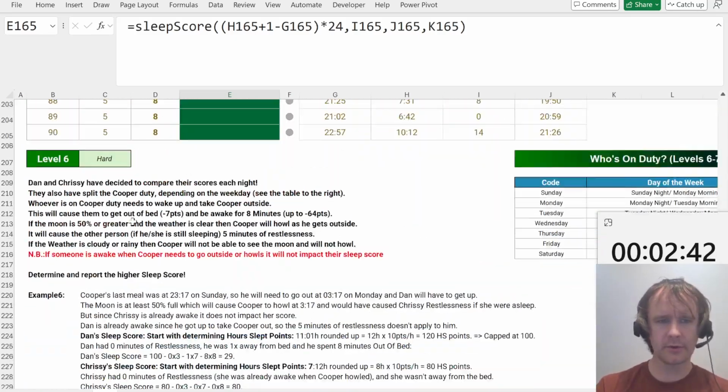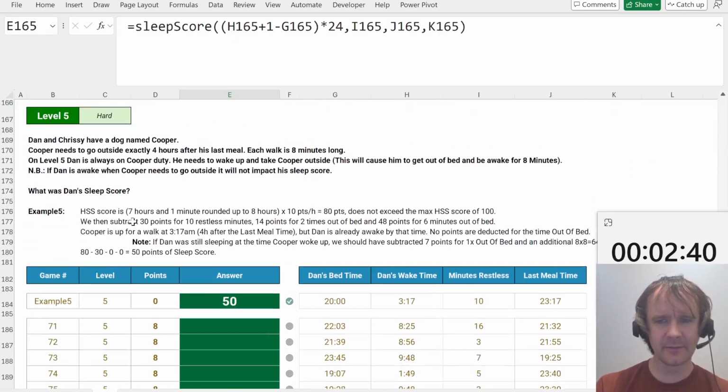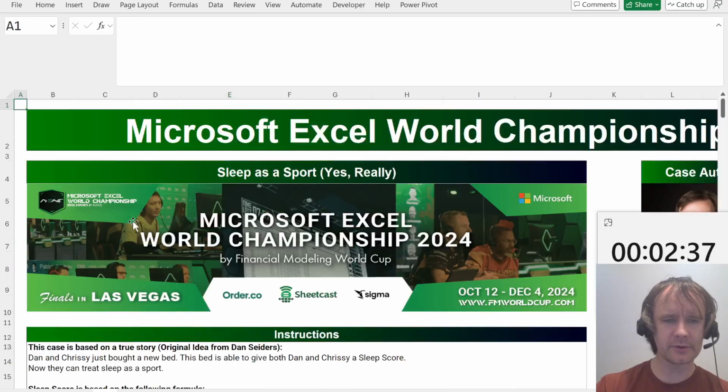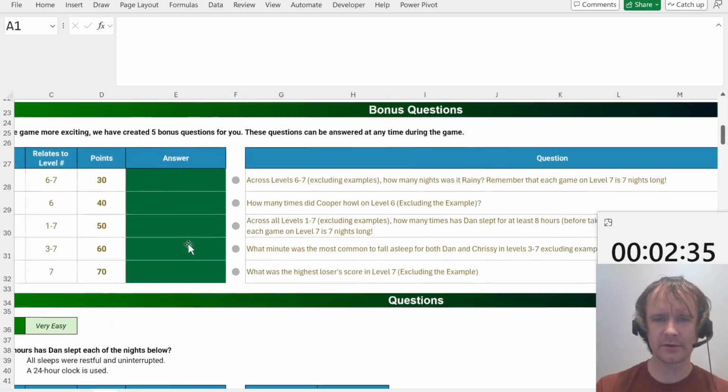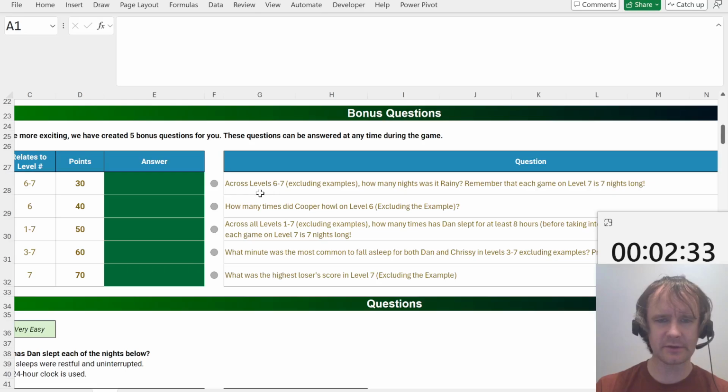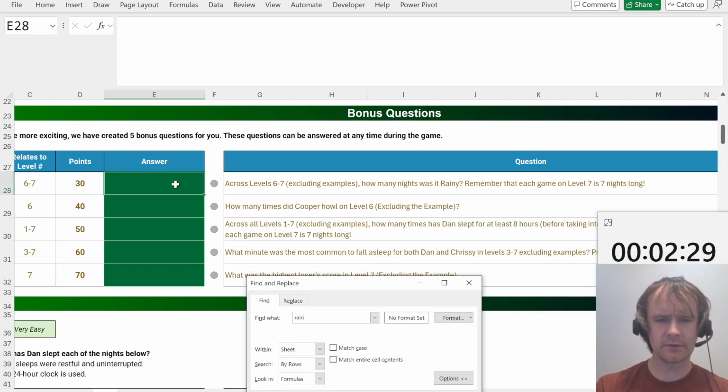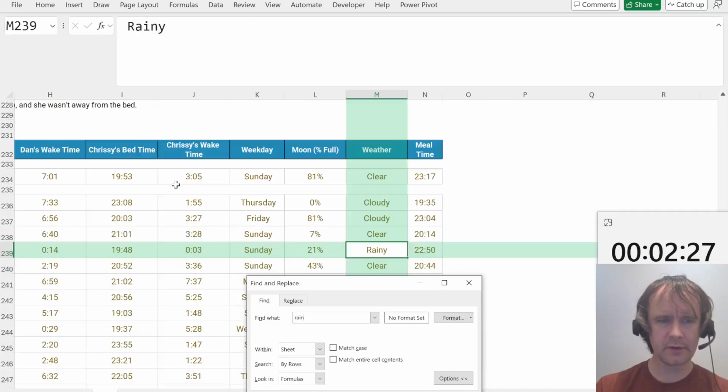Oh yeah, there's loads more. I'm not going to get through this in 3 minutes. Okay. All right. So what should I do to get the best out of this in 2-3 minutes? Across levels 6 to 7. Oh yeah. No, hang on. There's just rain written there, isn't there?